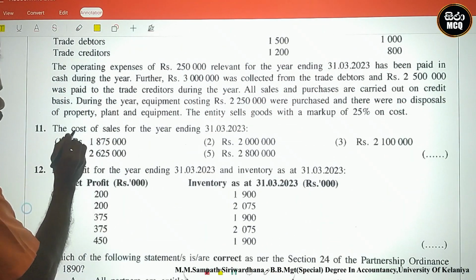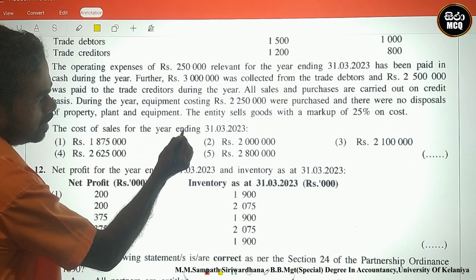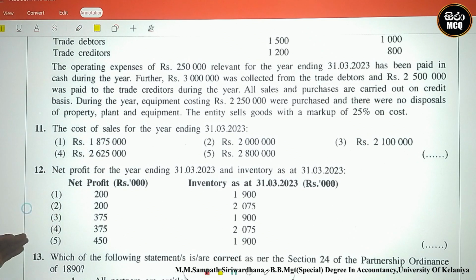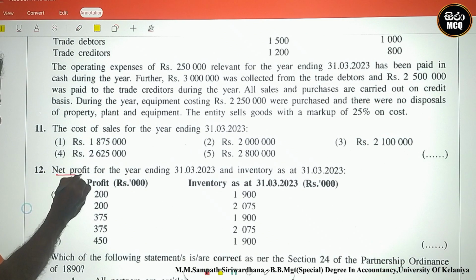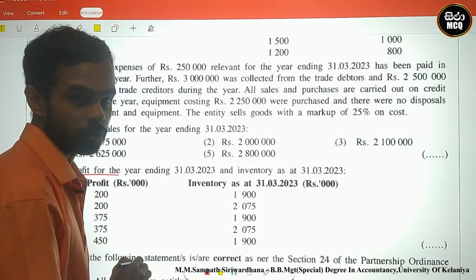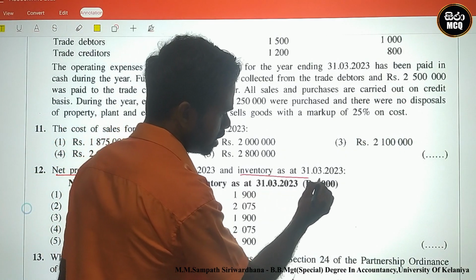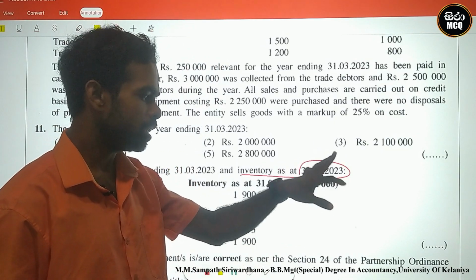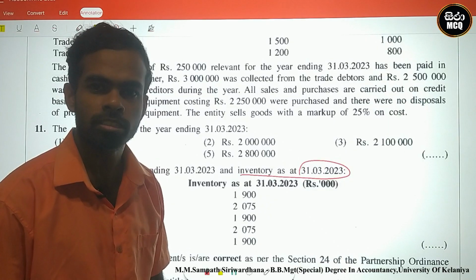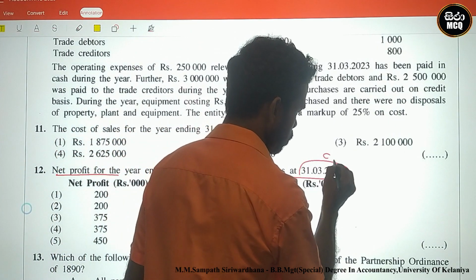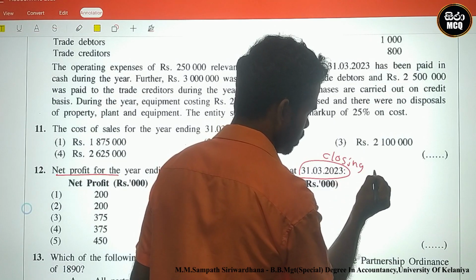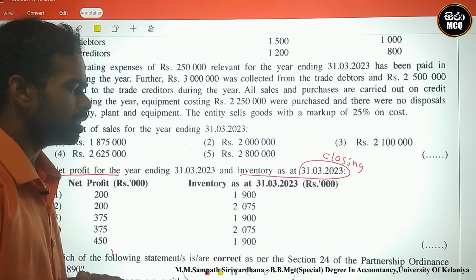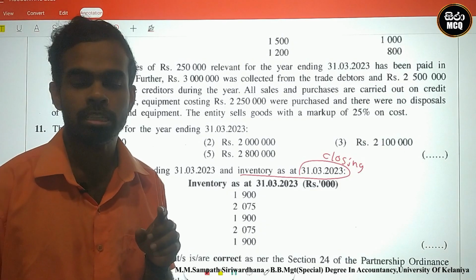Cost of sales for the year ending 31st March 2023 we must identify, and question 12 is related to this. Net profit for the year ending 31st March 2023 and inventory as at 31st March 2023. Inventory as at 31st March 2023 means closing inventory, not opening inventory. This is closing inventory.